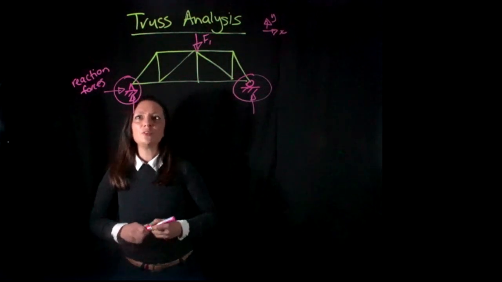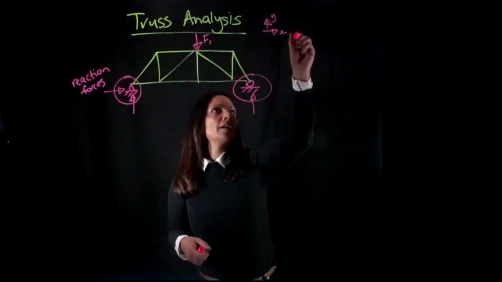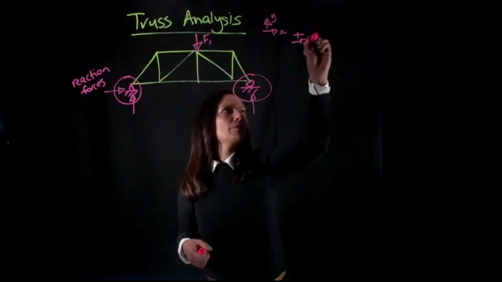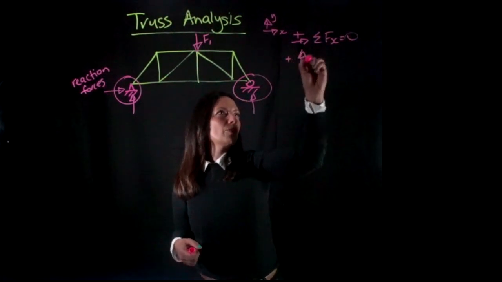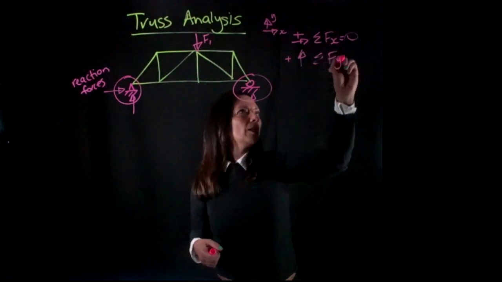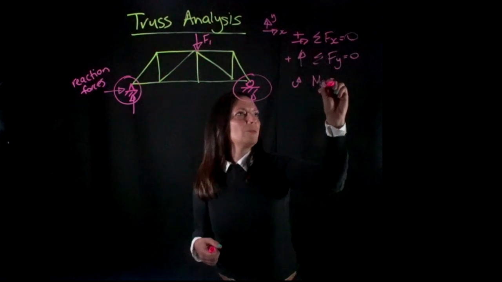We've done this before. How am I going to solve for the pin and the roller? I'm going to use my equations for equilibrium. The sum of the forces in the X direction equals 0. The sum of the forces in the Y direction equals 0. And the sum of the moments around a point equals 0.